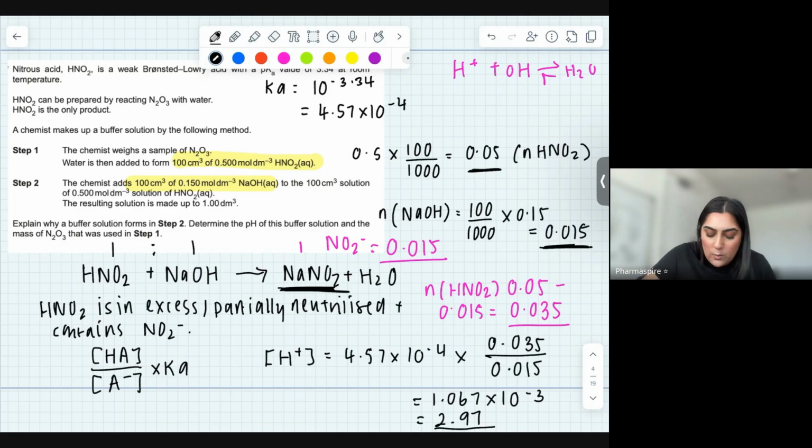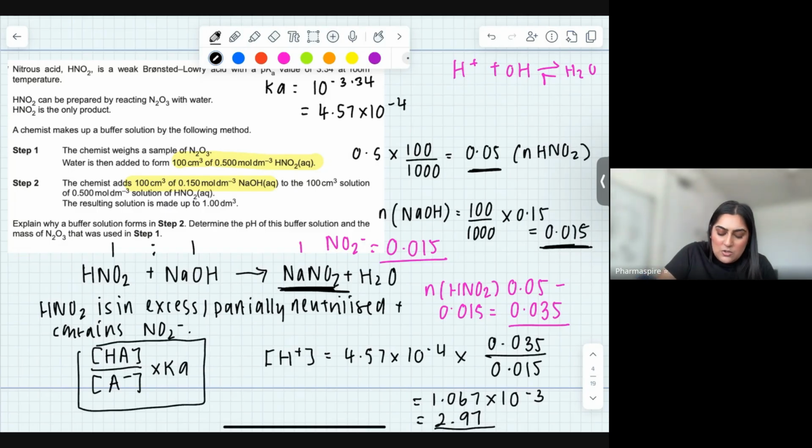I always use this one. So that's how you know which formula to use, because you know that you've got a HA, which is your weak acid. Your A minus is mainly your salt. And then you've got a Ka. So that's how you know which formula you do.